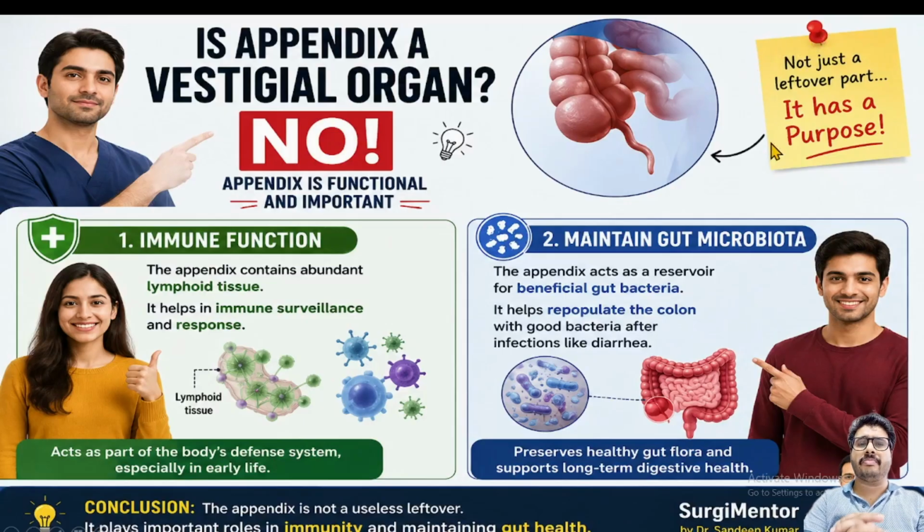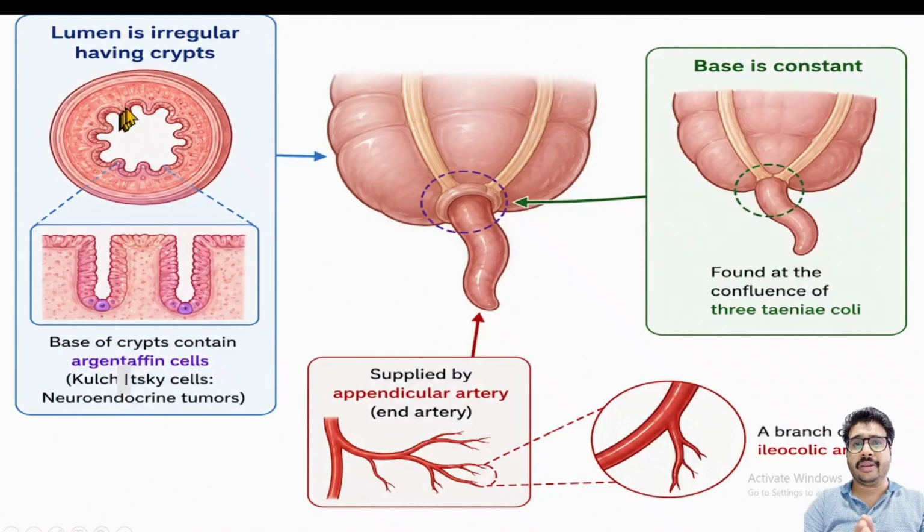If you go to the microscopy of the appendix, the lumen contains crypts and the crypts contain argentaffin cells, which are also called Kulchitsky cells, which are responsible for the development of neuroendocrine tumor. Okay, the appendix is supplied by the appendicular artery, which is a branch of the ileocolic artery, which in turn comes from the superior mesenteric artery.